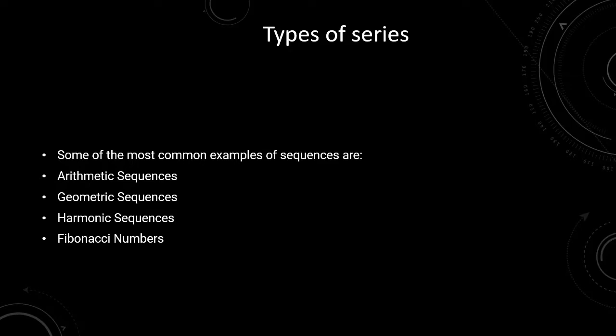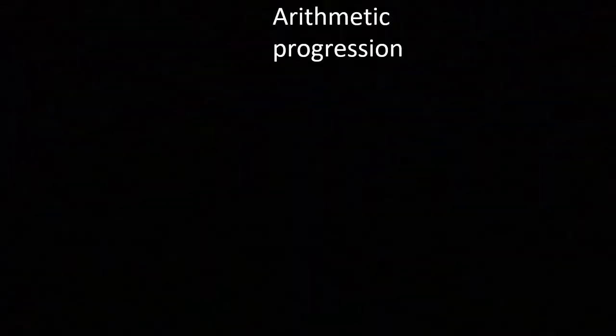How many types of series exist in your course? Some of the most common examples of sequences are the arithmetic sequences, which we also call AP, geometric sequences GP, harmonic sequences HP, and Fibonacci numbers. We will study them one by one. Now let's move on to the topic arithmetic progression.